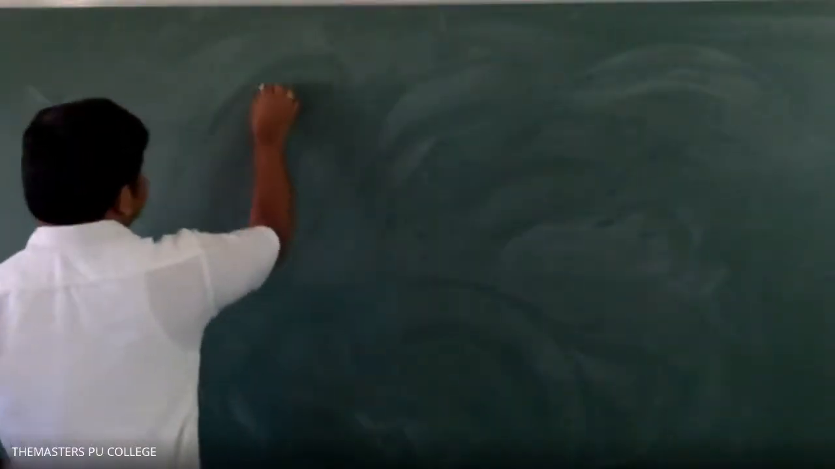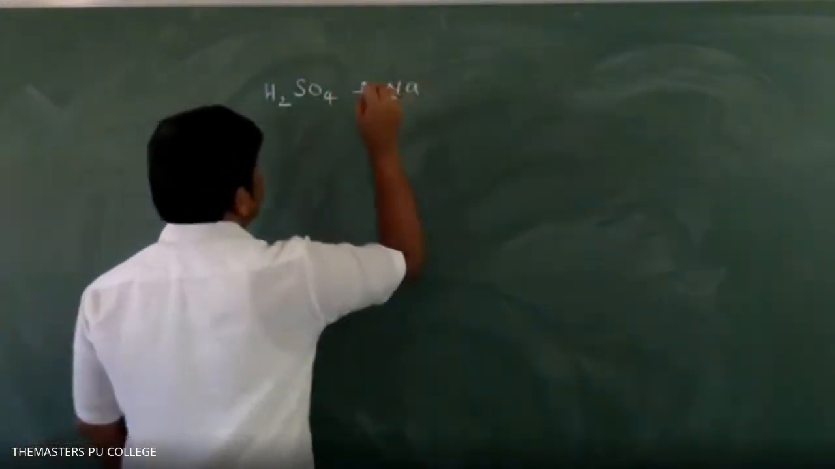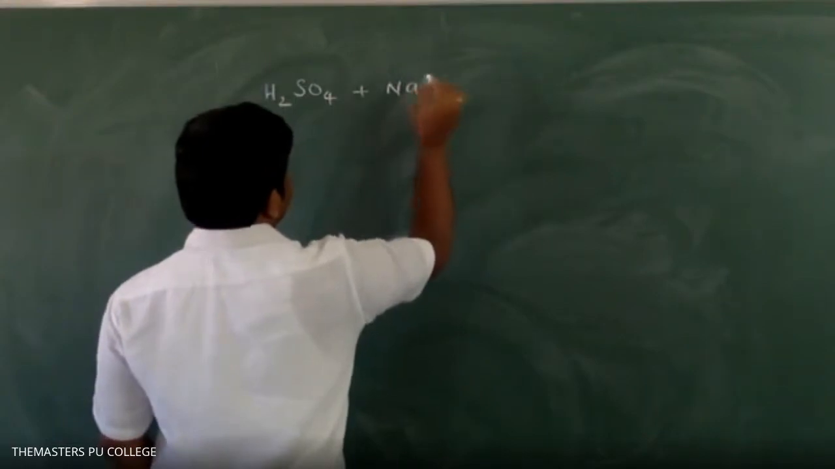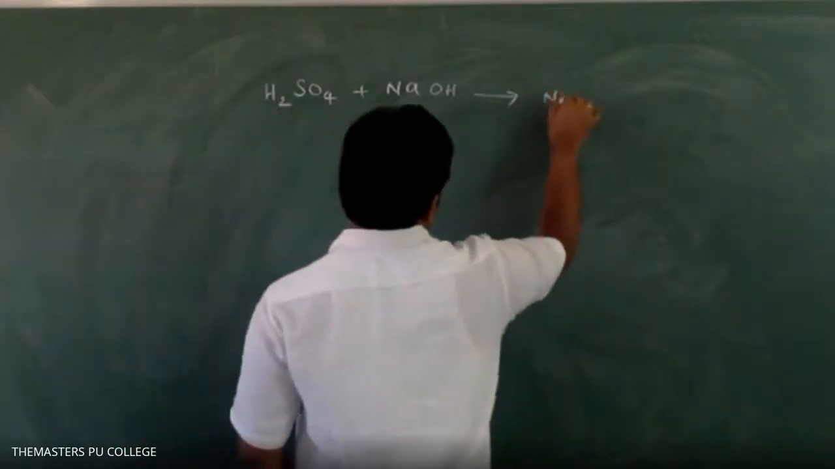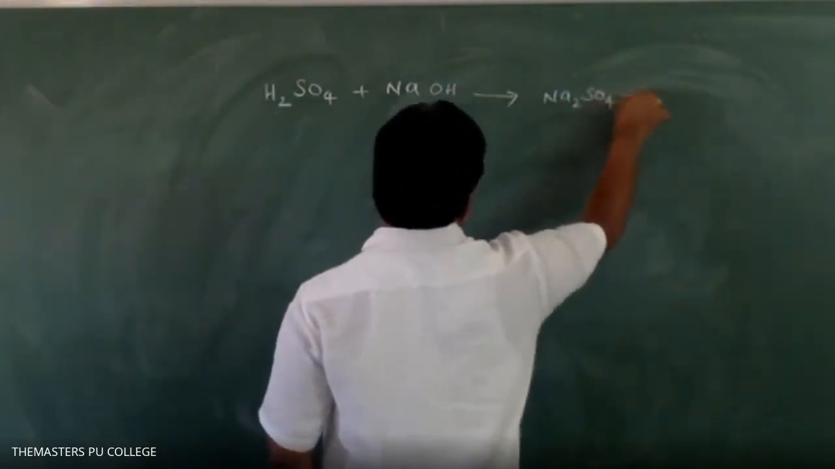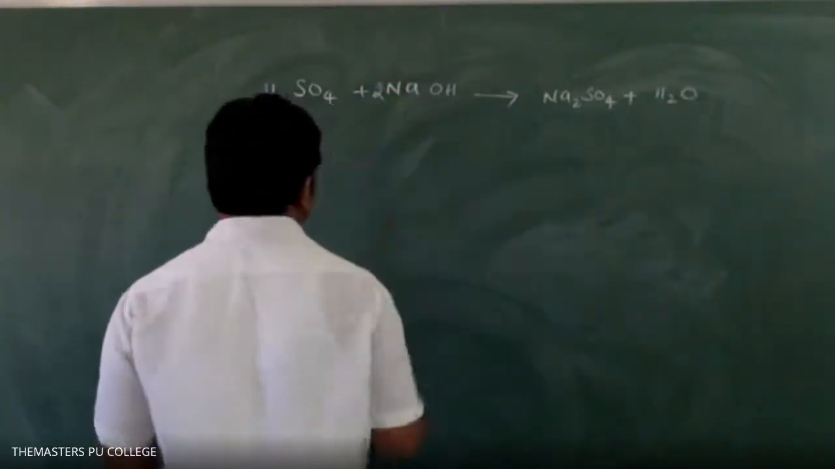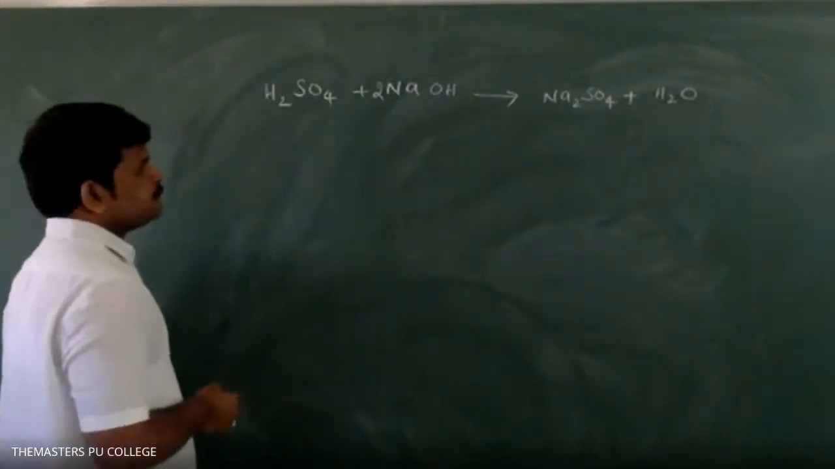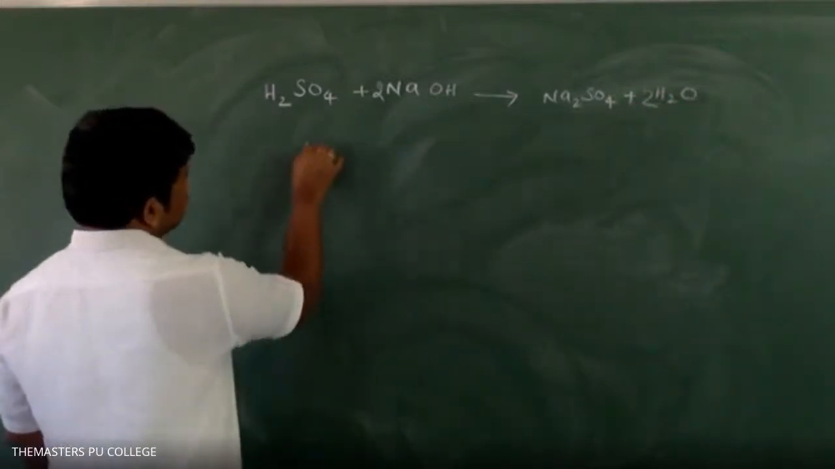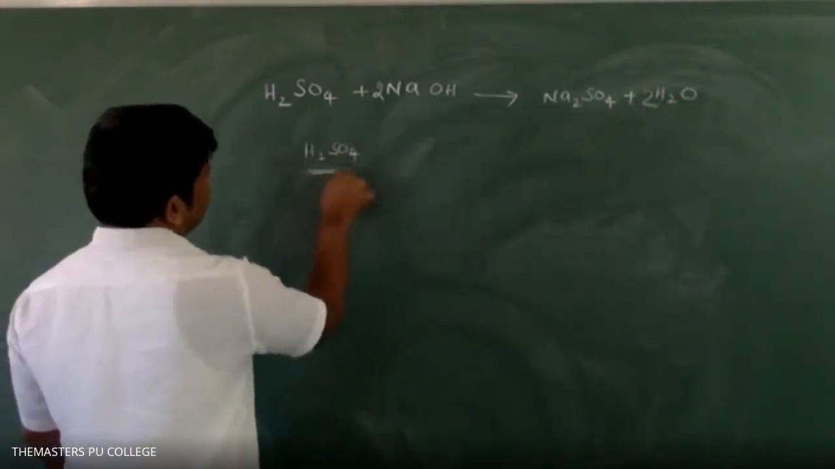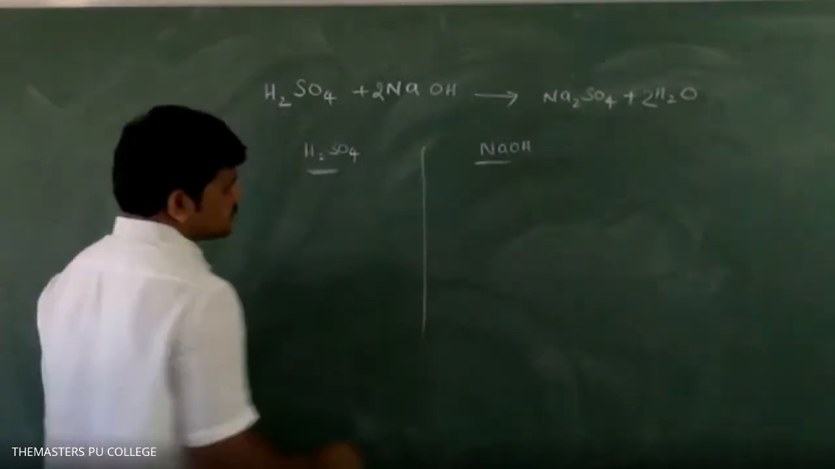Observe. H2SO4 plus sodium hydroxide NaOH gives Na2SO4 plus H2O. The balance will come. On one side H2SO4, on the other side NaOH. So this is in chemical reactions.